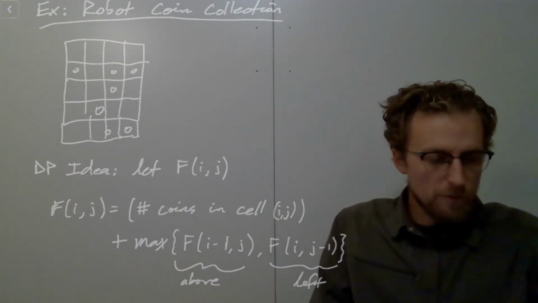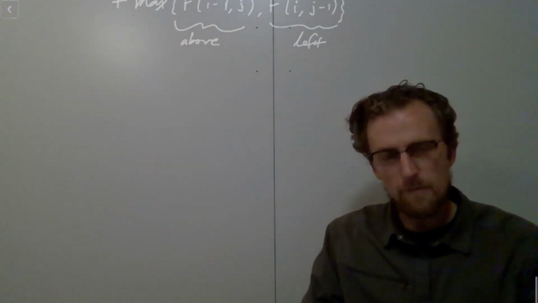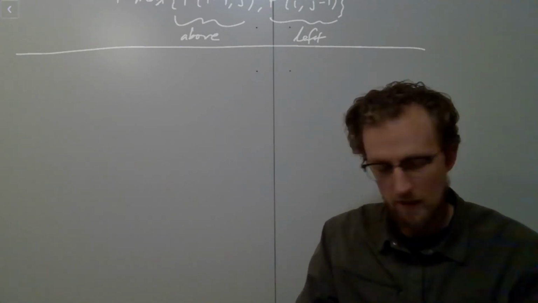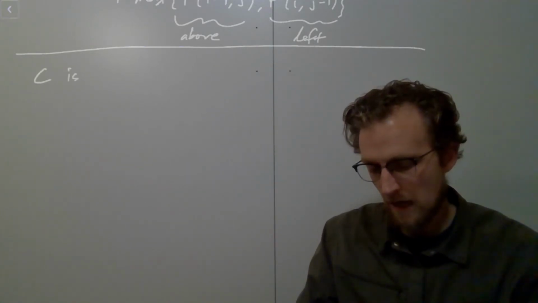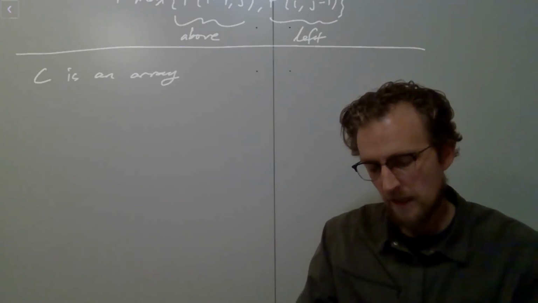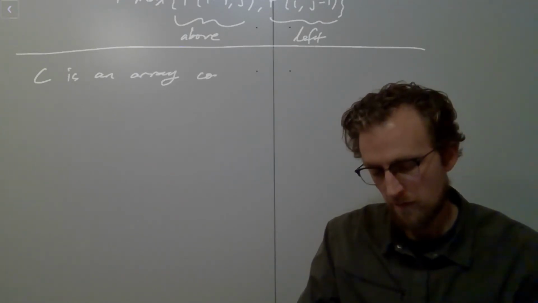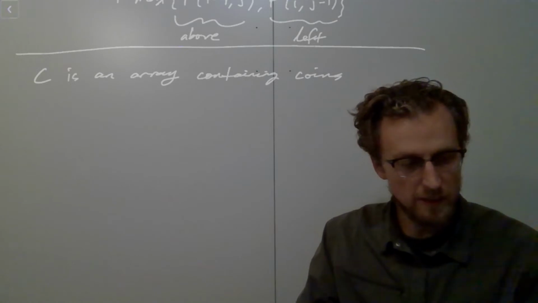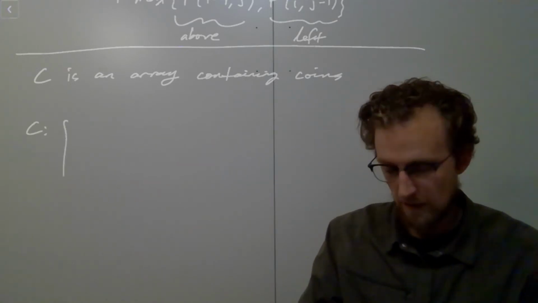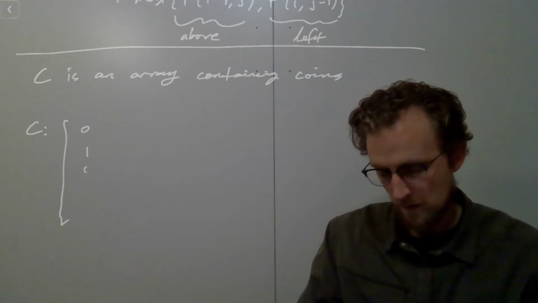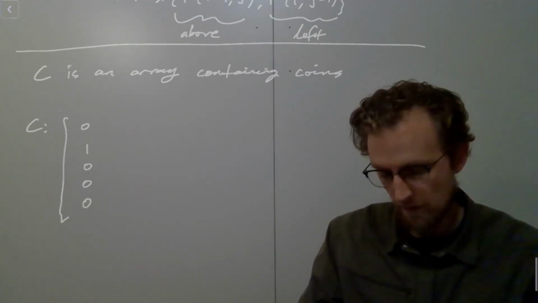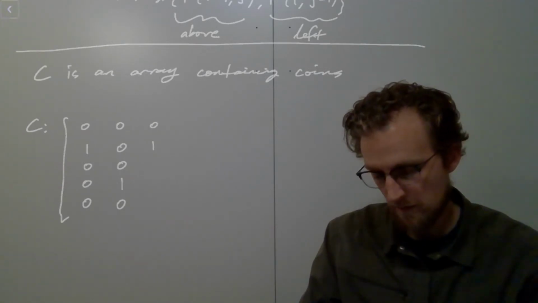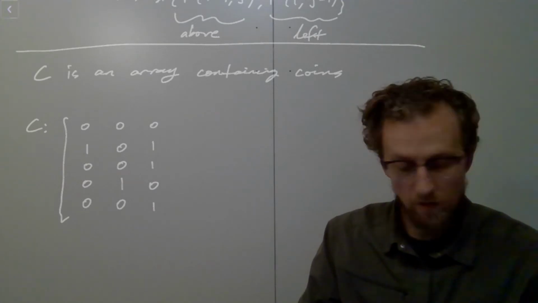Okay, so if you want to think about this, we could write our input like this. I'm not going to write pseudocode for this, but I do want to give you the idea of the algorithm and just walk through this. So what if C is an array telling me where all the coins are? So containing the coins. My C for the previous problem looks like this: 0, 1, 0, 0, 0, 0, 0, 0, 1, 0, 0, 1, 1, 0, 1, 0, 1, 0, 0, 1.